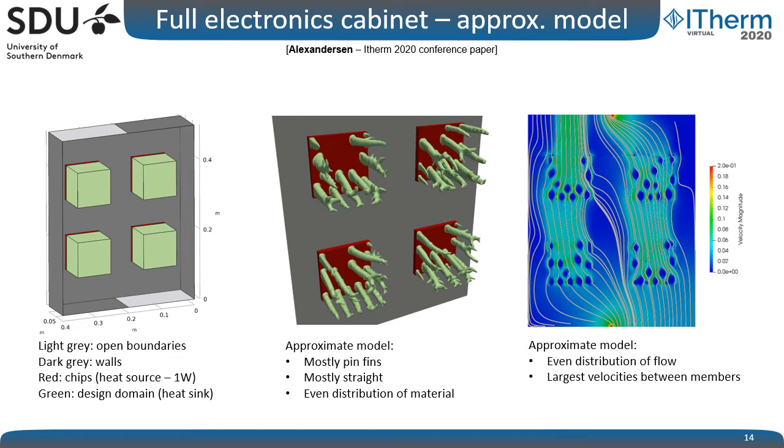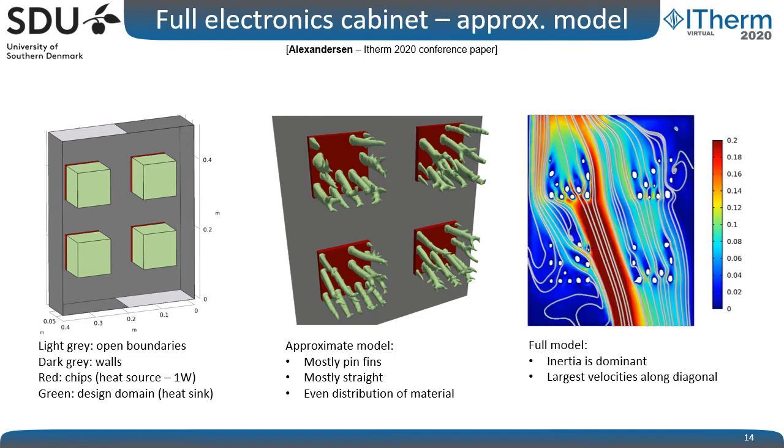And if we then try to post-evaluate this design using Navier-Stokes, we see that this is just not the case in reality. We have inertia is very dominant, and actually the largest velocities are through this diagonal from inlet to outlet. So these two heat sinks don't see a lot of cold air.